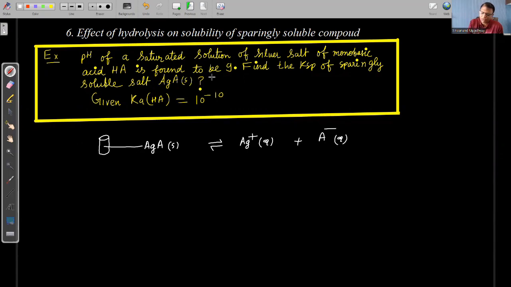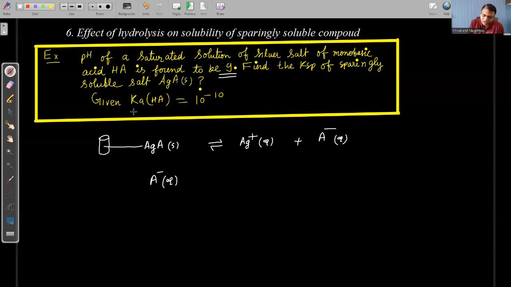If nothing is mentioned about pH, that is, if it is not mentioned that pH is 9, we don't consider anything and we can directly write that Ksp is solubility squared. But they are saying that the pH of this solution is 9, and they are not saying anything else, no buffer or something, only AgA solution is there and pH is 9. How can you justify that this solution is basic in nature? They have given the data that the anion is of a weak acid, so we have to consider hydrolysis of this anion, otherwise there is no way to justify why the pH is 9. There is no buffer solution in it.